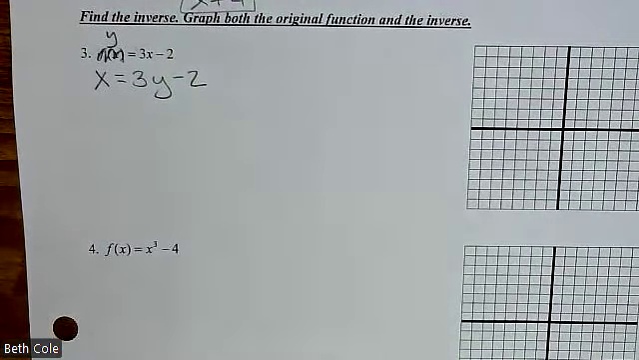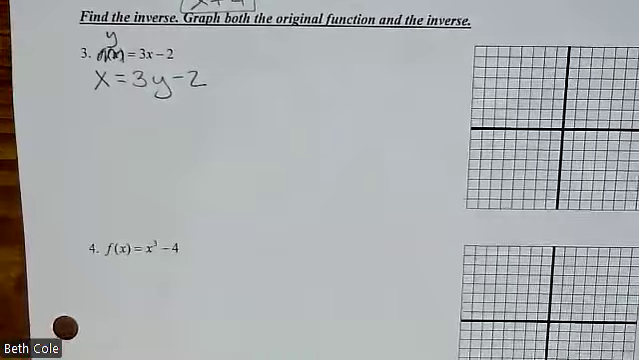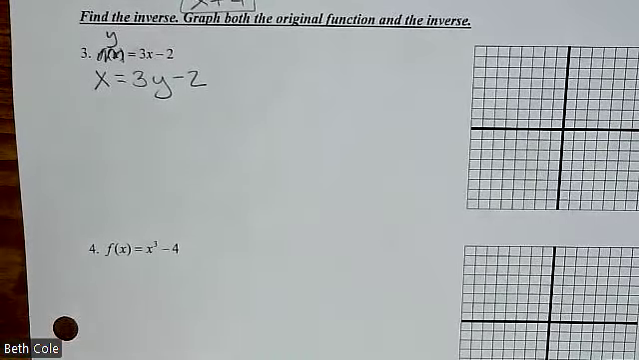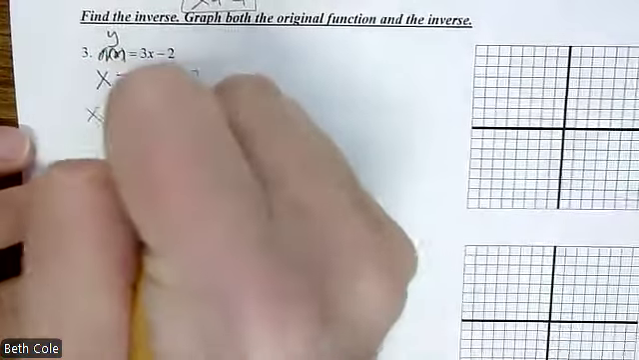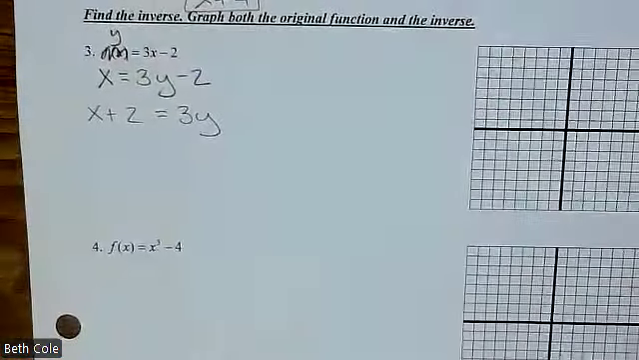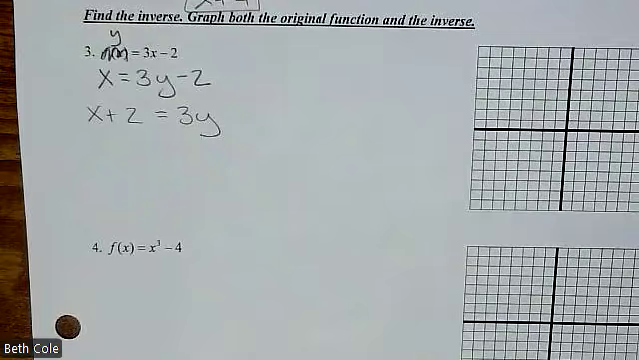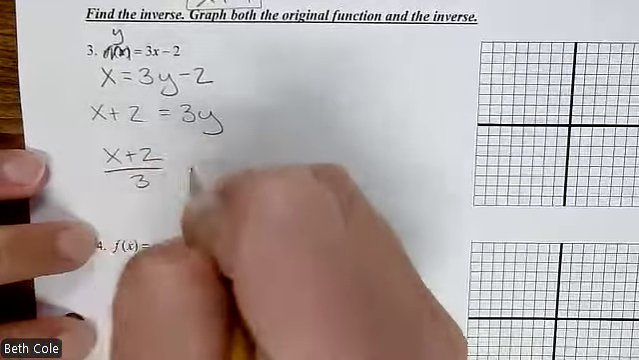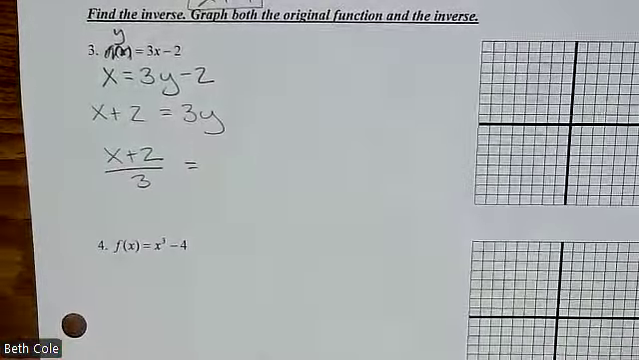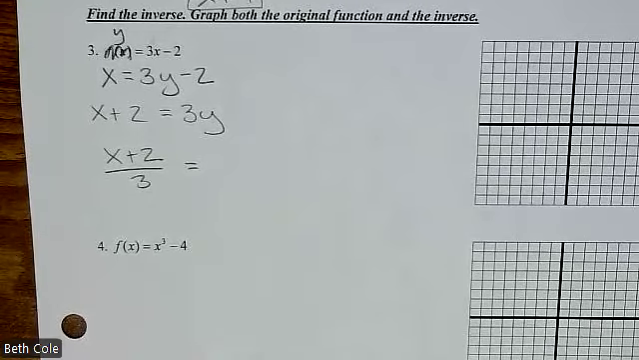And then you work your algebra magic. What would you do to both sides? Add 2, good. And then divide by 3, good. So it's going to look like this. Now, if you write equals y, full credit, because for heaven's sake, it's the right answer.